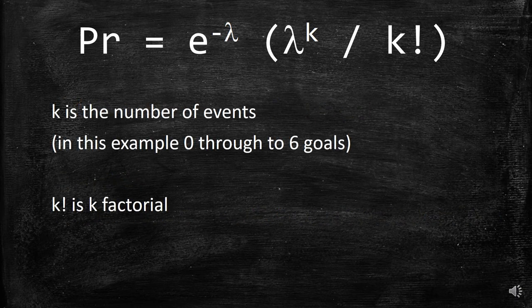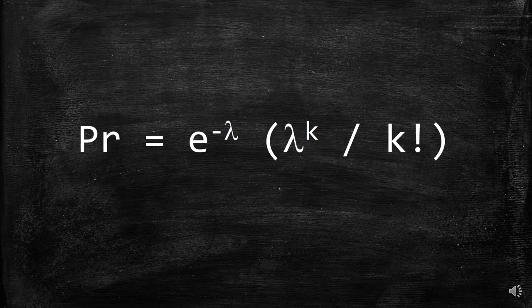k is the number of events, in this example, 0 through to 6 goals, and k with the exclamation mark is k factorial, so when k is 6, k factorial is 6 times 5 times 4 times 3 times 2 times 1. So here we have the probability, which is equal to Euler's number to the power of minus lambda, the expected number of goals, times, all in brackets, lambda to the power of k divided by k factorial.